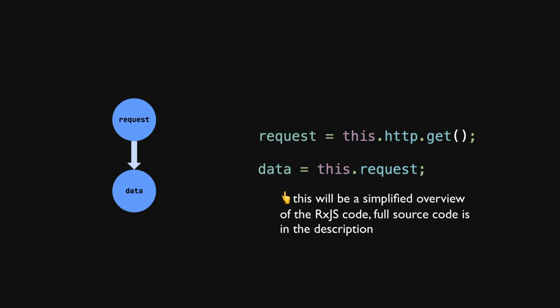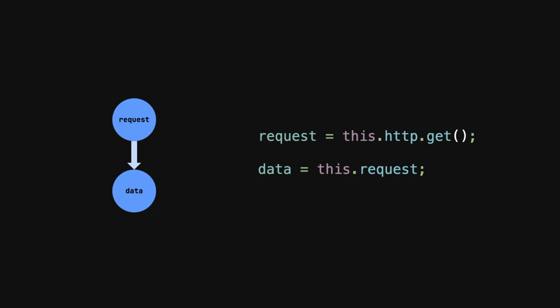In this case, the reaction is simple. When our request emits data, our data declaration will become whatever value that request retrieved from the database. Our data value can now change at runtime without ever being reassigned.